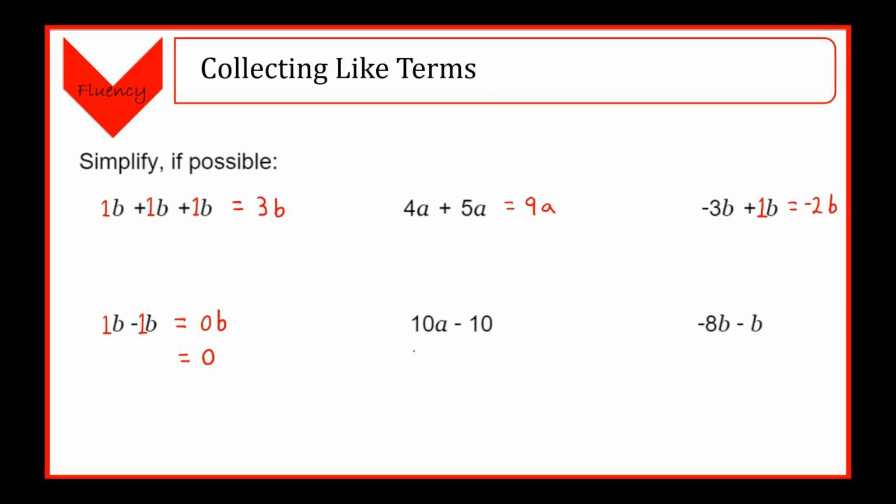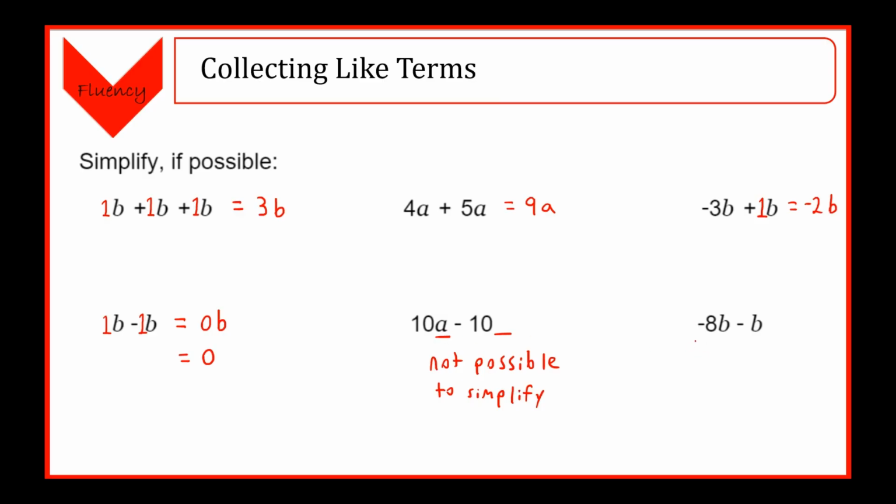Hence, this works out. Now I have 10a minus 10. You see, this isn't possible. I can't simplify this because they aren't like terms. I have an a here, and I don't have an a here at all. Hence, I say not possible to simplify because they are not like terms.